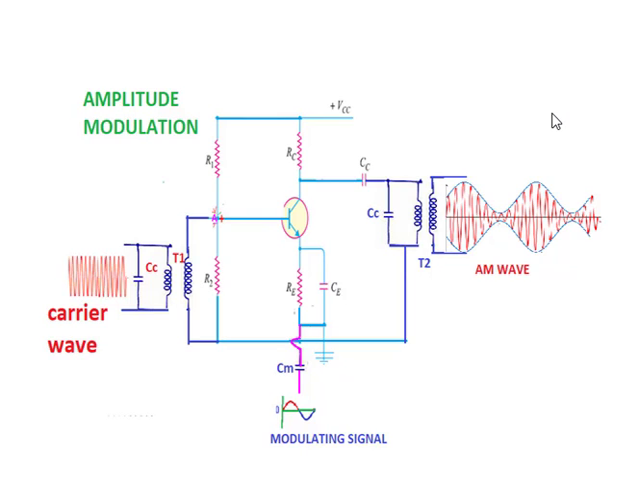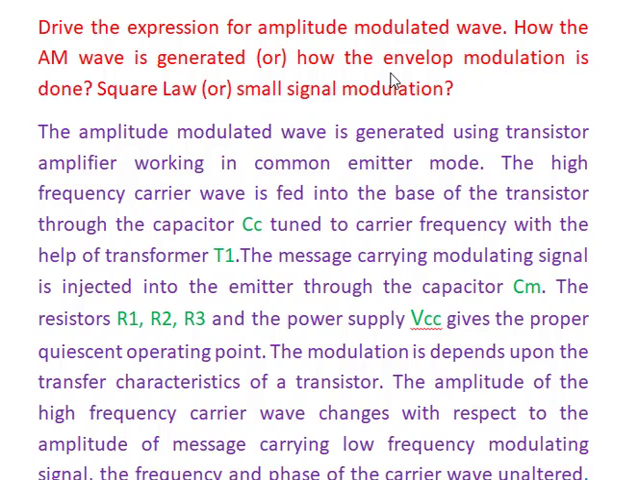Dear students, today we discuss how the amplitude modulated wave, or AM wave, is generated using a transistor circuit. The question given is, derive the expression for amplitude modulated wave, or how the amplitude modulated wave is generated, or how the envelope modulation is done, or square law or small signal modulation. All are the same. All indicate the amplitude modulated wave.